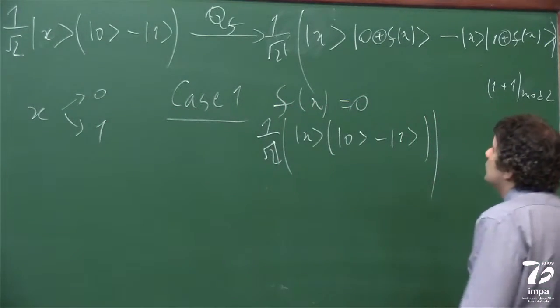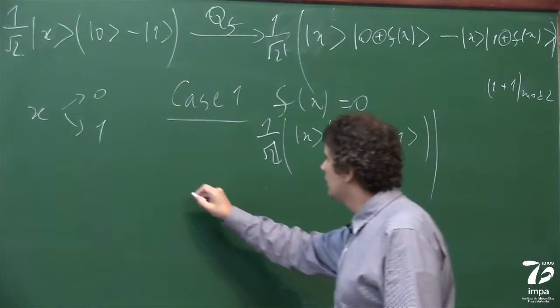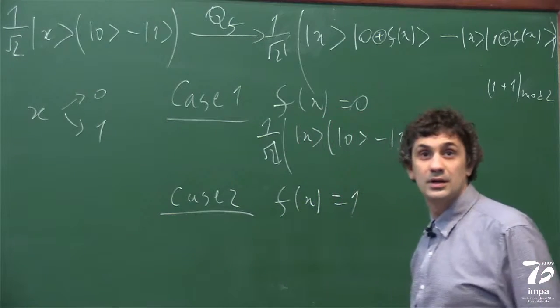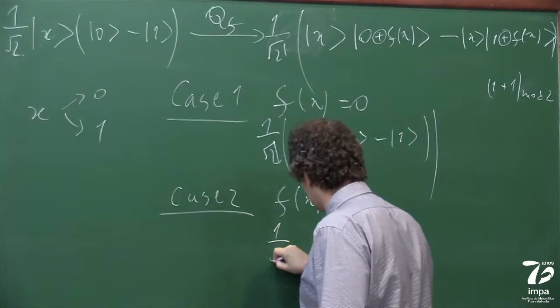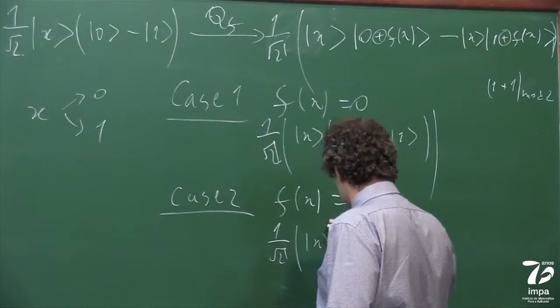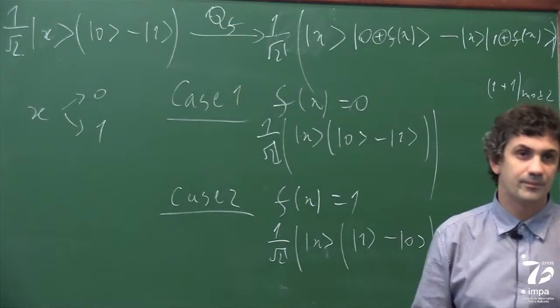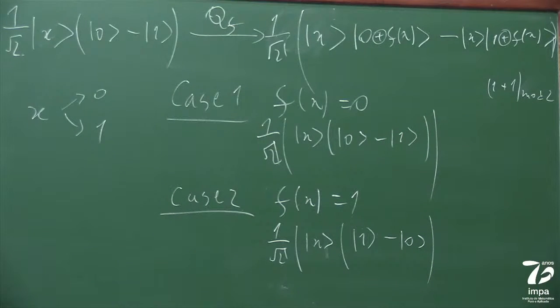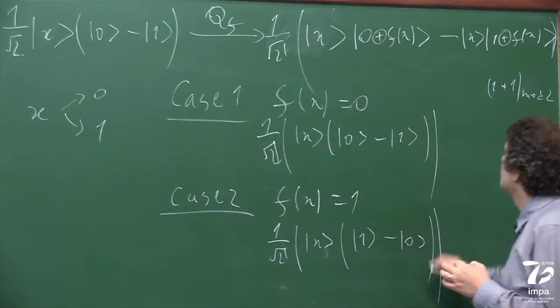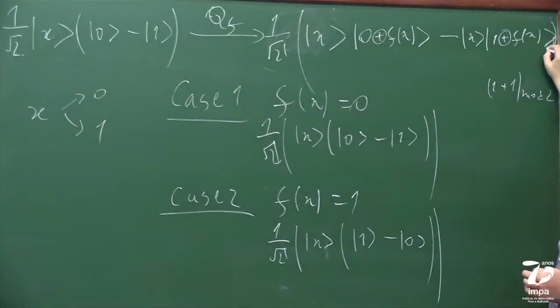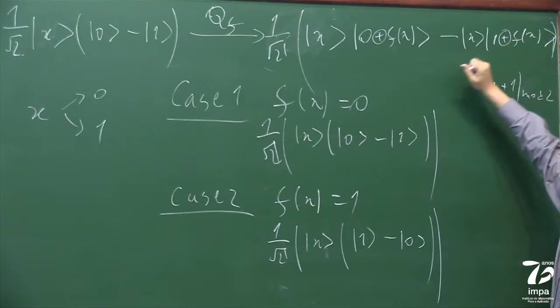So this is like this. And case 2, f of x equal to 1, then I will get 1 over square root of 2, x, and now it will be 1 minus 0. If f of x is equal to 1, then I just rewrite what this state is, substituting f of x equal to 1.